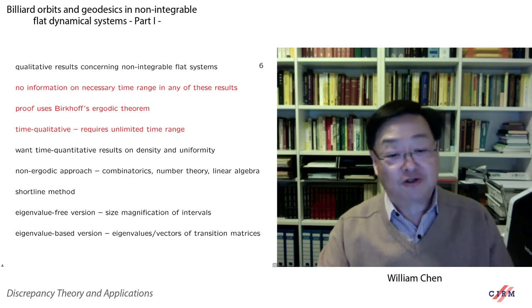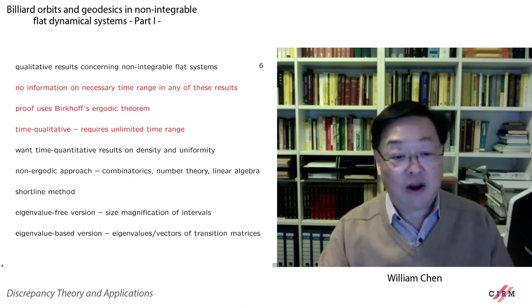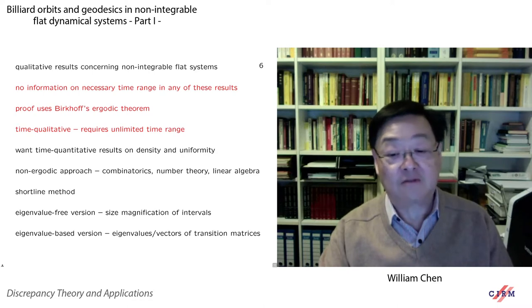There are two versions of our method. One of them is eigenvalue free, and the argument depends on size magnification. And the other version is based on eigenvalues and eigenvectors of transition matrices, and they are quite different.